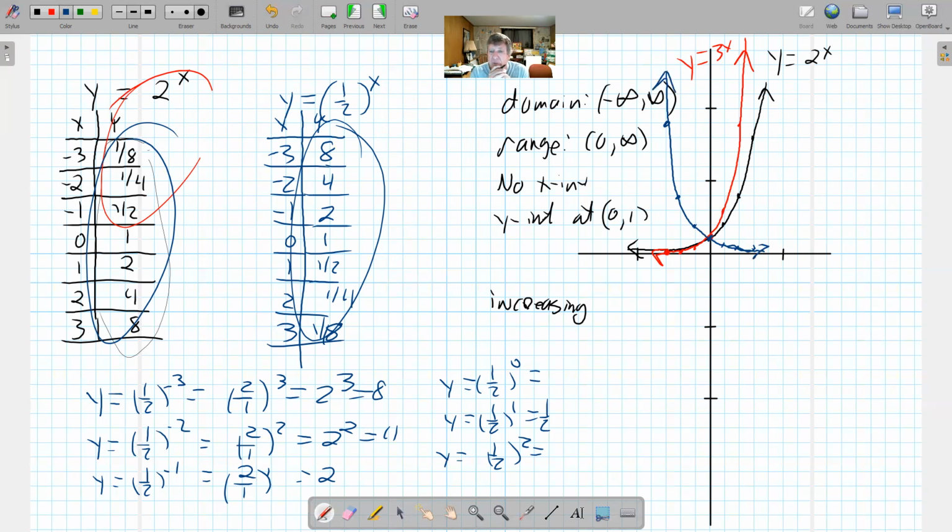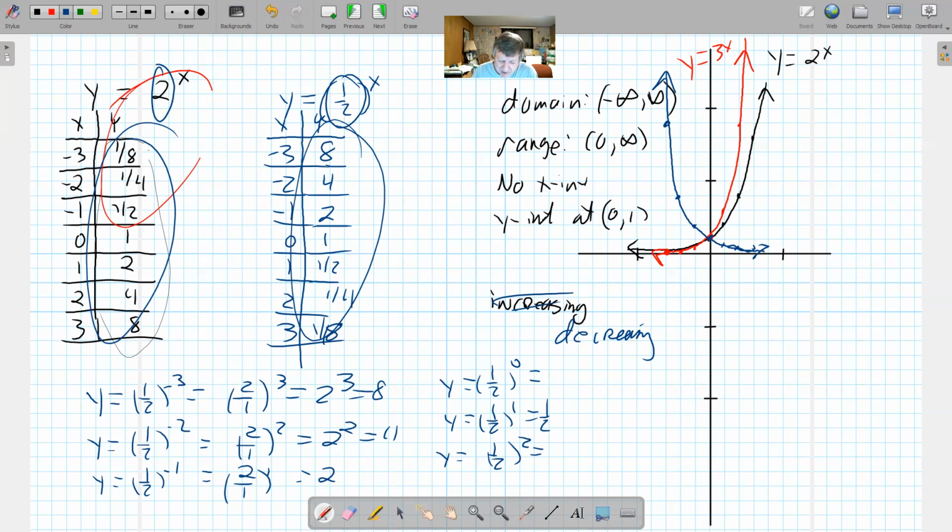Well, the blue graph, the domain's all real numbers. The range is greater than 0. There are no x-intercepts. The y-intercept is at (0, 1). But it's not increasing. What's it doing? It's decreasing. Okay. So if the base is larger than 1, we get an increasing function. If the base is smaller than 1, we get a decreasing function. And hang on, smaller than 1, but still positive. So if it's smaller than 1 but greater than 0, okay?